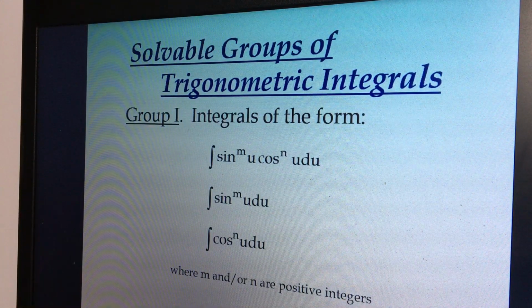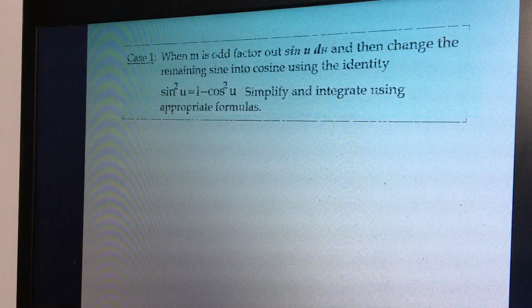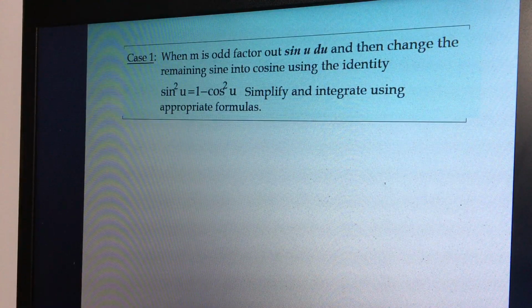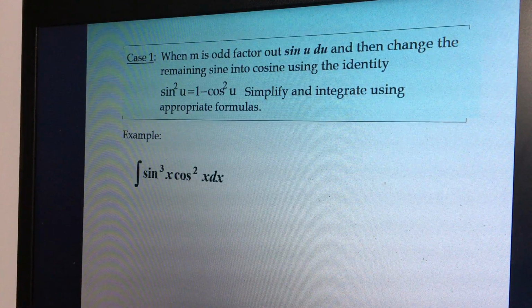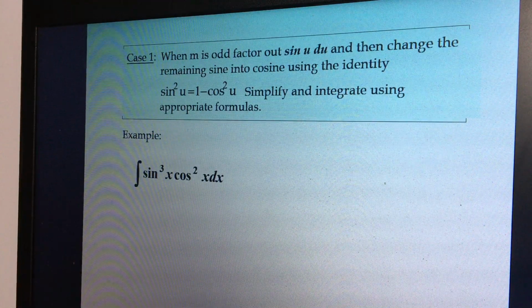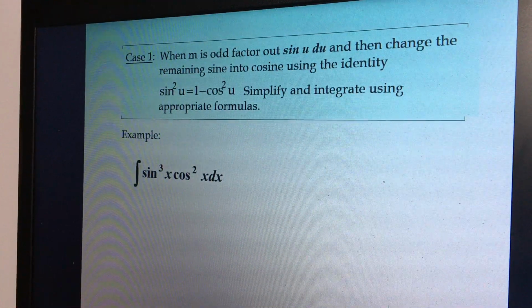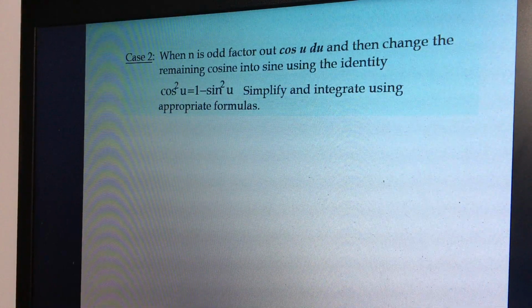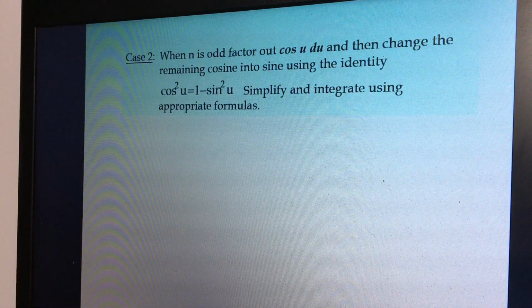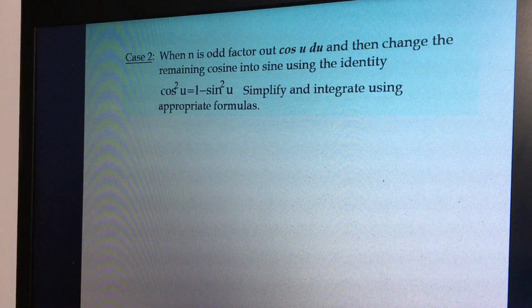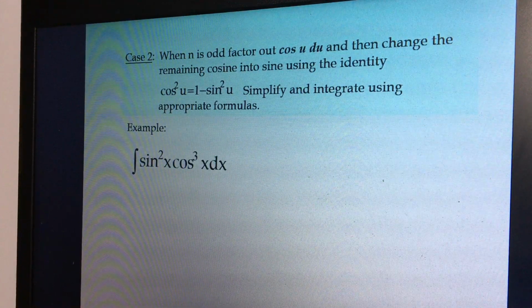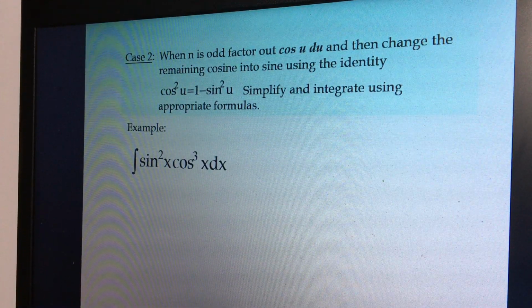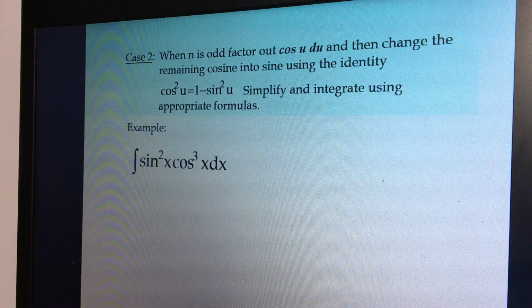The conditions are that m and/or n are positive integers. We have case 1, then we have an example. We solved that example. Today we are going to continue with case 2, which is when n is odd. For example, you're given this. When n is odd, take note that n is the exponent of cosine.